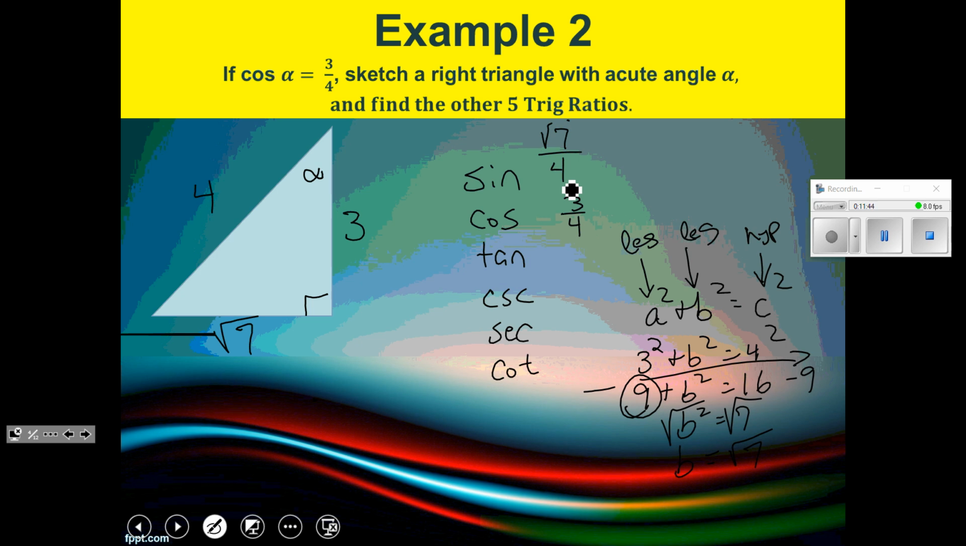So we know our tangent. One way to think of our tangent is opposite over adjacent. So in this case, the opposite is square root of 7. The adjacent is 3. But another way you could think of it is sine over cosine. Does that make sense? And you can work it out that way. It's the same thing.